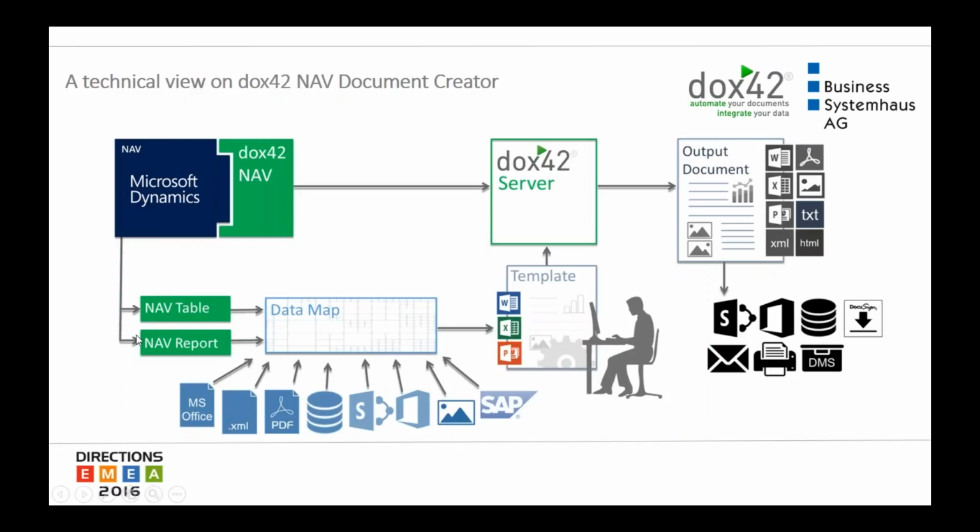When you're done with that, you deploy it to a dox42 server, and then you can call the document creation from Microsoft Dynamics NAV. You just press a button where you configured your button. The dox42 server is called and creates a document. Finally, the document can simply be returned as Office format or PDF or whatever, but it can also be directly sent off via mail or stored to SharePoint or both, or printed, of course, to different trays, or sent off to DocuSign for digital signing, and so on. So there are a lot of options, and it's very easy to configure.